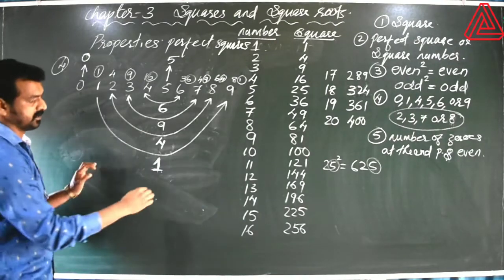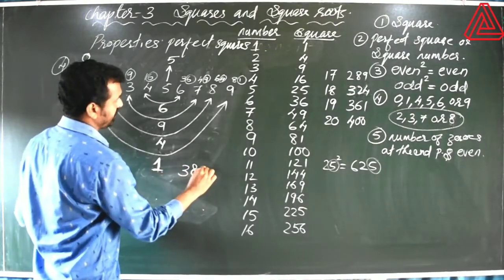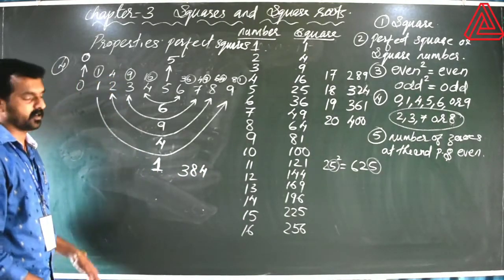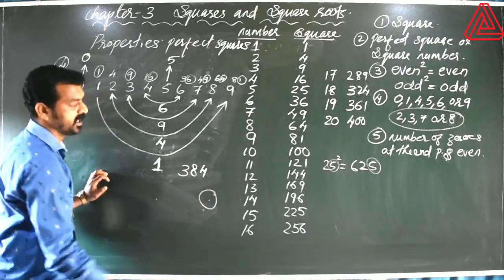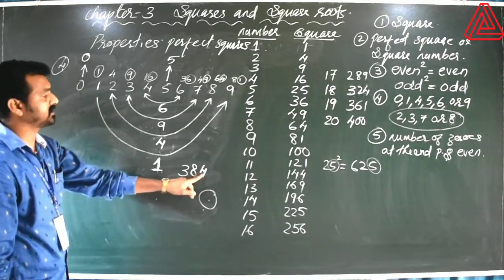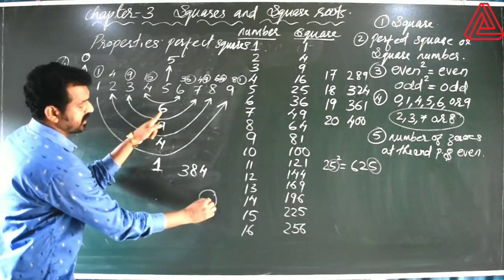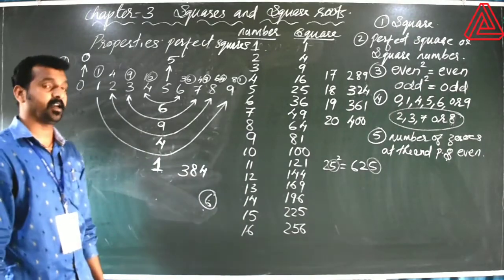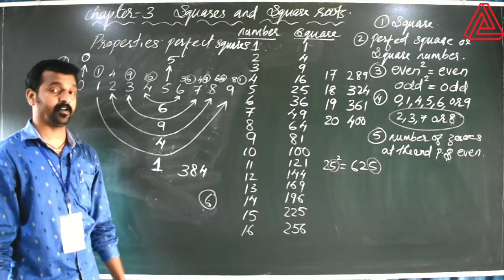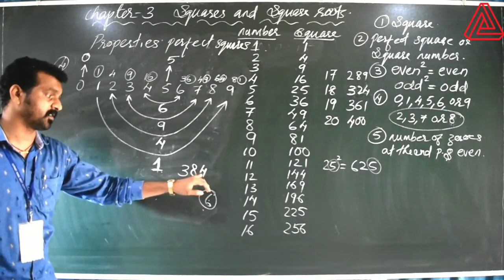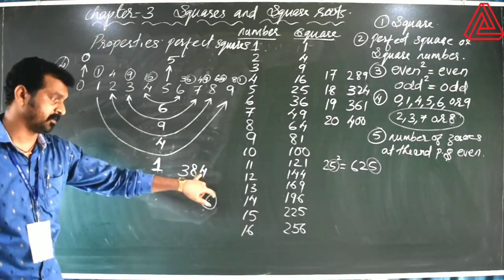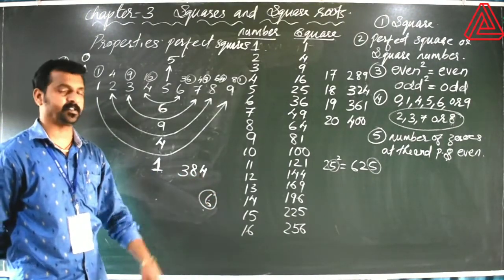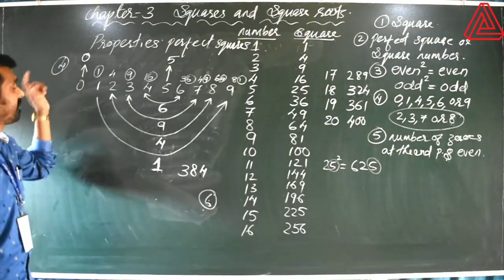Okay, now example. Tell me, 384. If we find the square of 384, what will be the last digit of the square? Here the last digit is 4. So the answer's last digit will be 6. That way we can find the unit place of the square of a number if we know the unit place digit of the number. That is the fourth property.